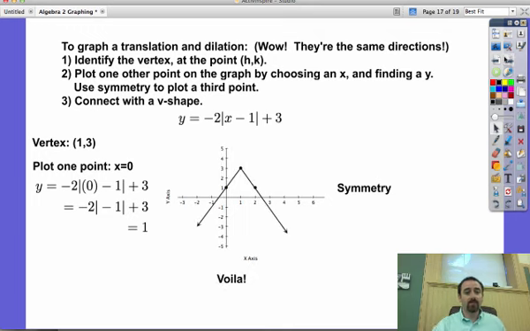So when we talk about absolute value functions, for this section, the basic one is a v, and after that, the v's are shifted around and sometimes squished and sometimes pointed downwards. And that's about it.